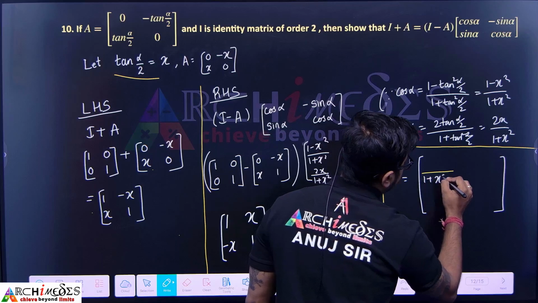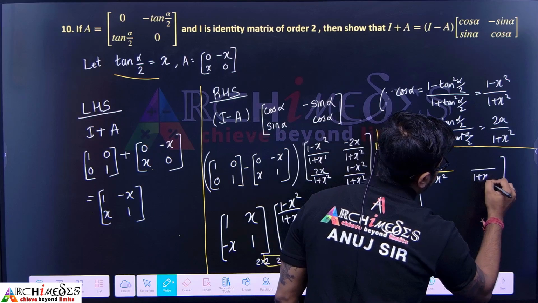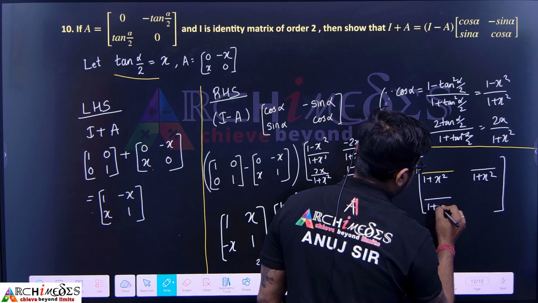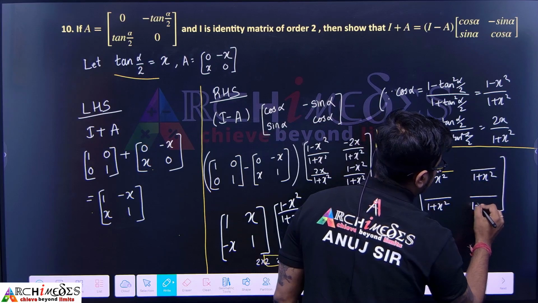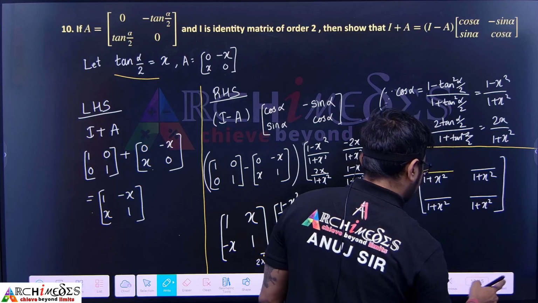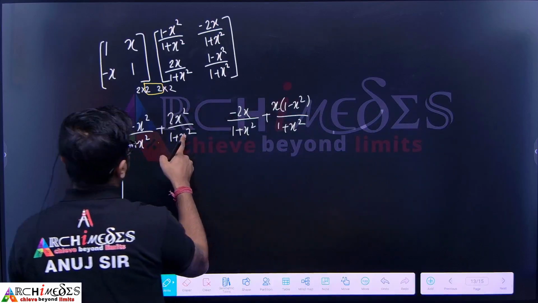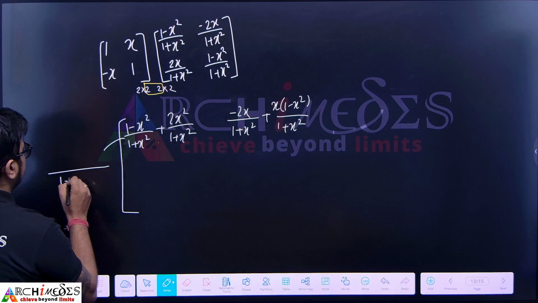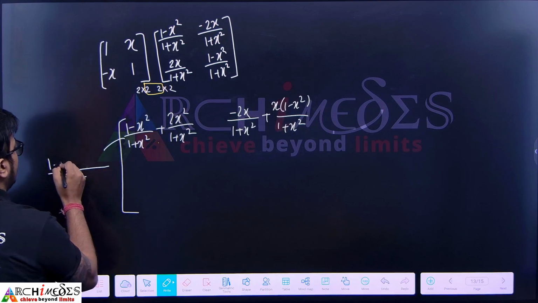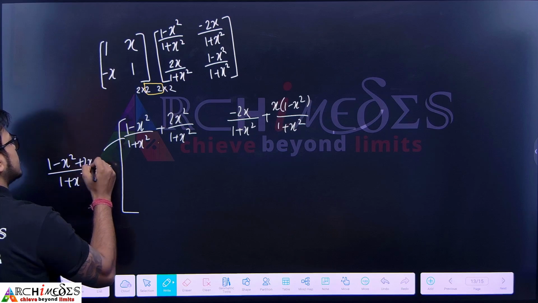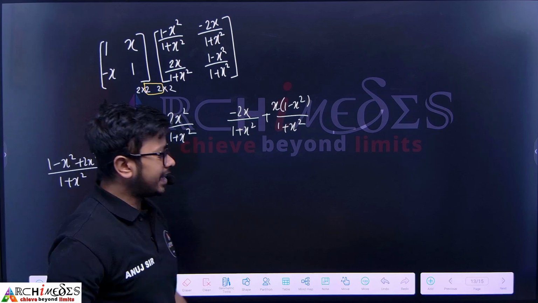Here also, 1 plus x square. Here also 1 plus x square. Here also 1 plus x square. Yes or no? Am I clear? Look over. Because when you take the LCM of this one, what are you getting? 1 plus x square. Then we'll get 1 minus x square, then 2x square, like this. Simplify, but it will take time.